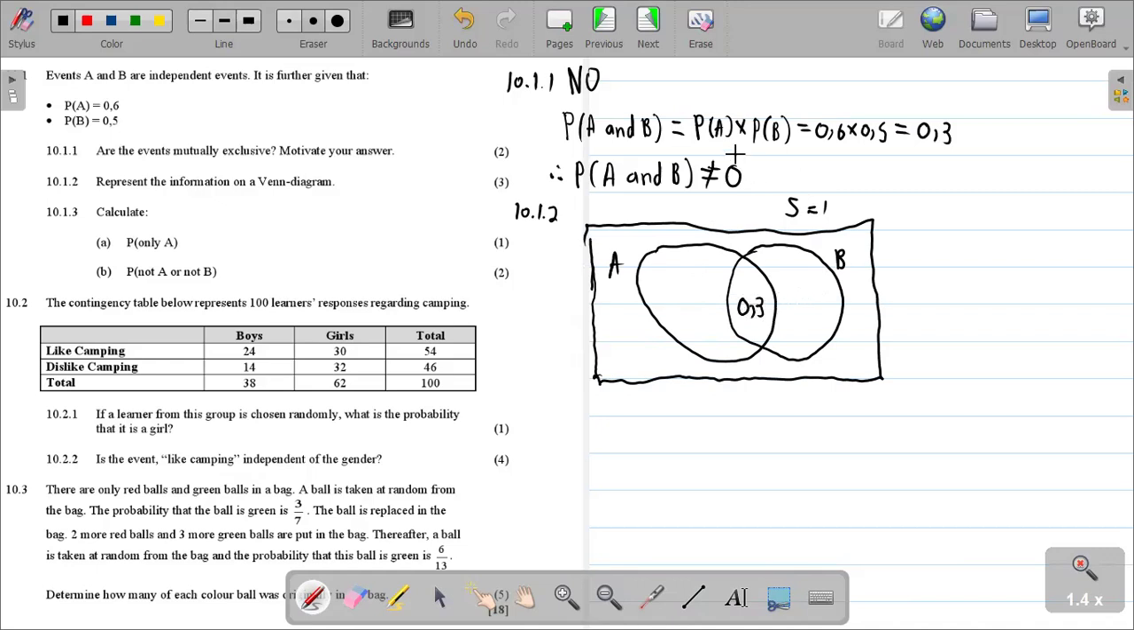And then the overlap is 0.3. 0.3 is the probability of A and B here. And then what is left for B is, because B is 0.5, what is left here is 0.2. And then for A, you have 0.6, so what is left to this side is 0.3. Together they make up 0.6. So to have a 1 here, we must have another 0.2.